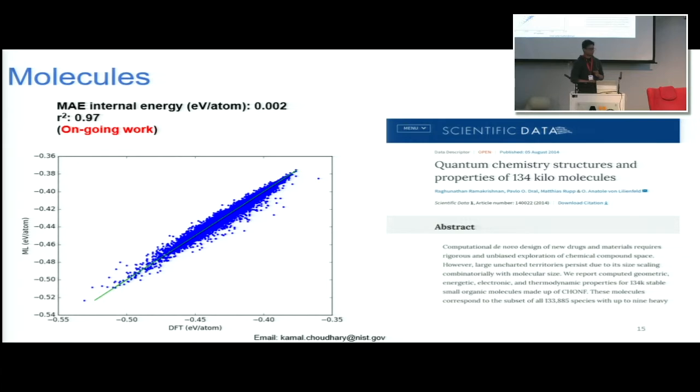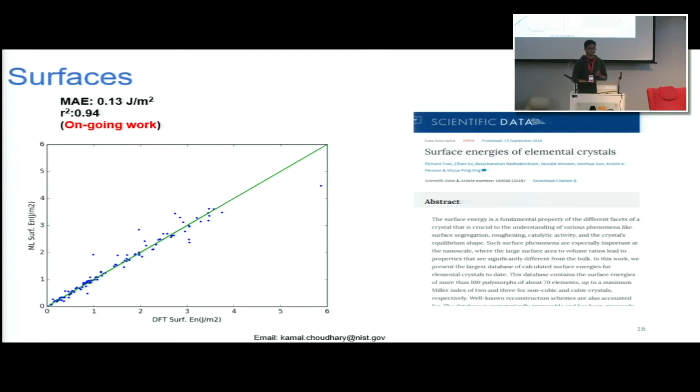We applied it to molecules also. One of the good things about CFID descriptors is that they can be applied to other systems as well. So we applied it on 134,000 molecules, and here I'm showing the plots for only the 10% held-out set, and we find around 0.97 R square, or about chemical accuracy performance. We tried surface energies for different elements, up to 0 to 3 Miller indices, and here we found around 0.13 joule per meter square mean absolute error for surface energy for elemental crystals.